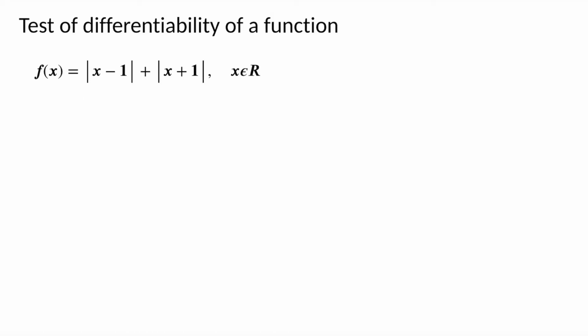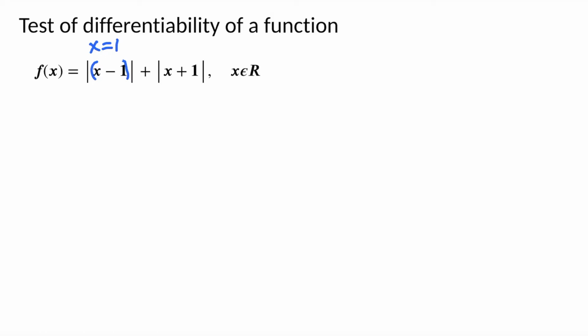So how do we get rid of these modulus functions? First, you try to calculate the value where they become 0. When does x minus 1 become 0? At x equal to 1, right? And therefore, we know that for x less than 1, this term x minus 1 is negative, right? So the modulus of that would be minus of x minus 1, right?